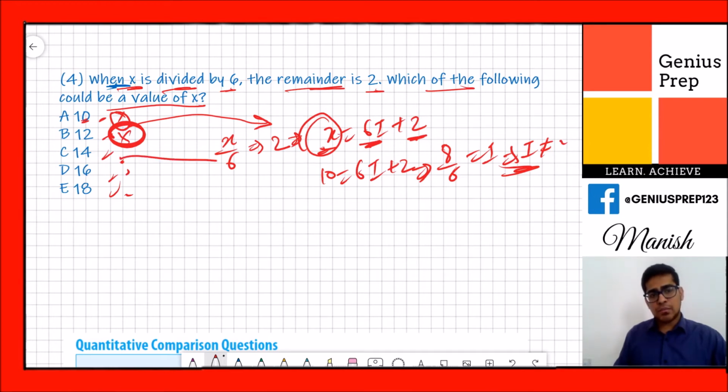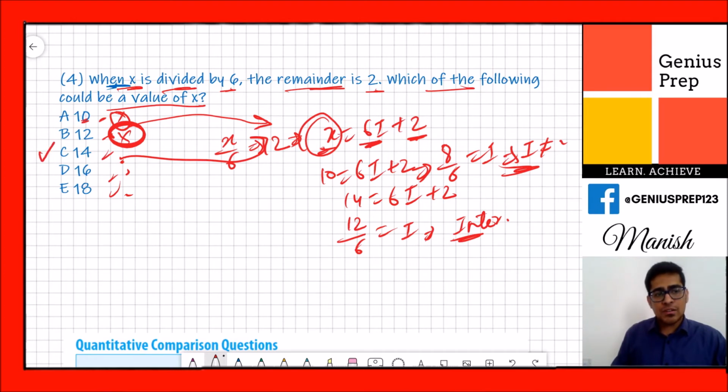When you put number C here, 14 is equal to 6i plus 2. So 12 by 6 is equal to i. That means it is coming as an integer. So option C is the right answer. But this is one way. What we are doing in this is just putting in the values. What could be another way? And I would say that would be the smartest way compared to putting in values.